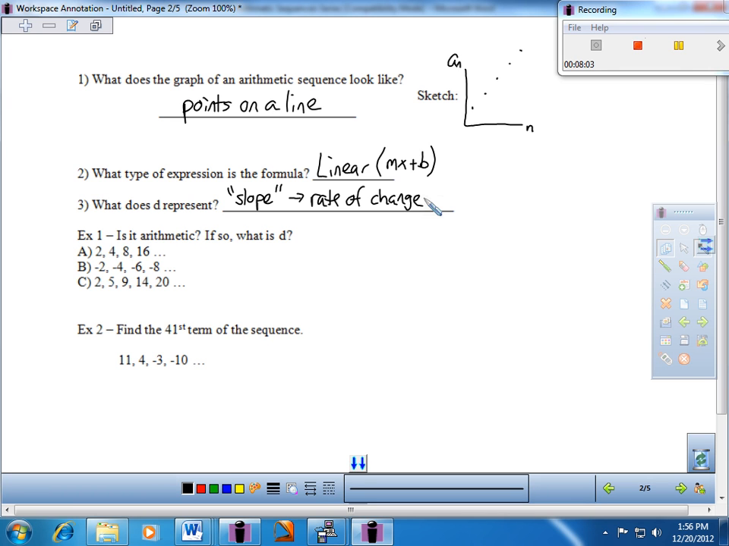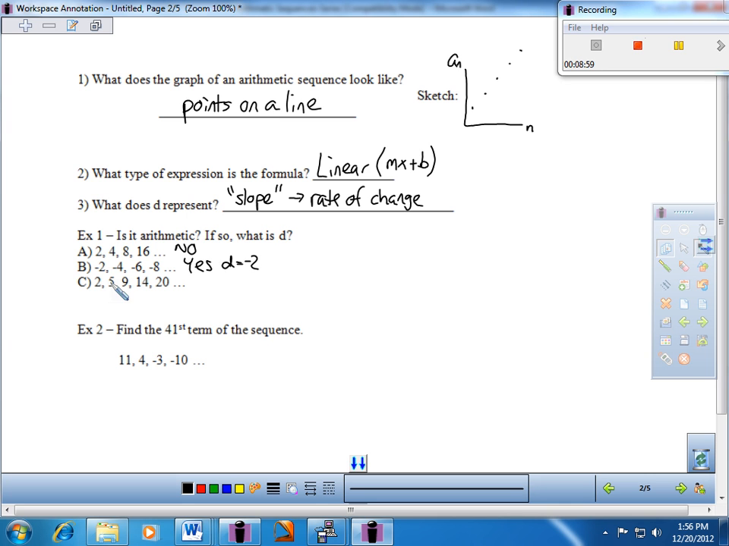All right, well, let's see. Again, it has to go up or down by the same amount. That's what it means to be arithmetic. So the change has to be constant. And in this case, the change is not constant, so it's a no. In this case, going down by 2, going down by 2, going down by 2. So the d is negative 2.